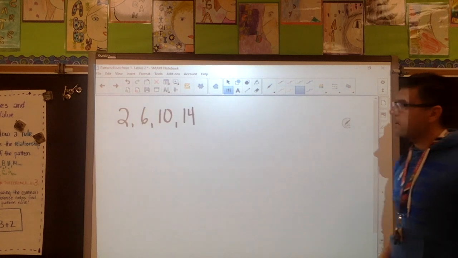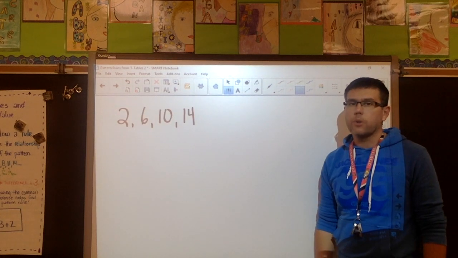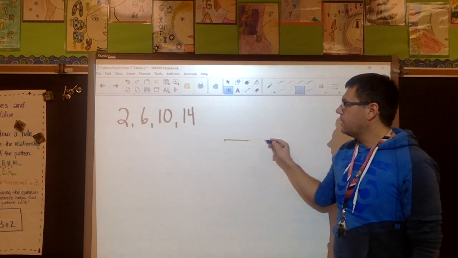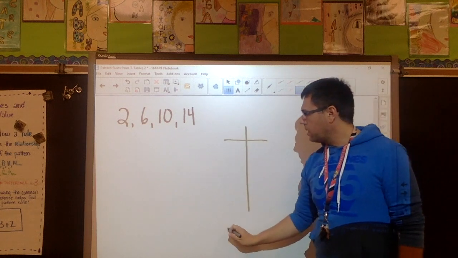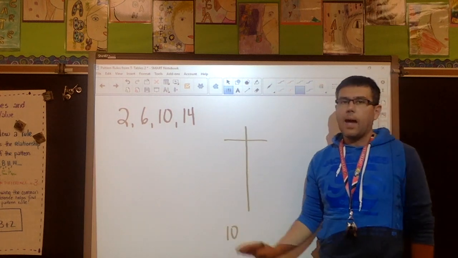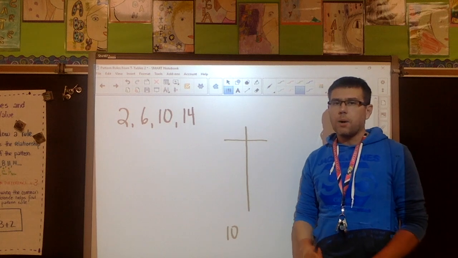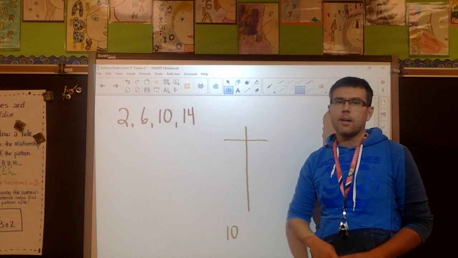All right, let's try another example. How do you do this one on your own? Take a second, create a T-chart, and tell me what the 10th number in this pattern would be after you found the pattern rule. Pause the video for a second, and when you're ready to take it up, unpause the video.